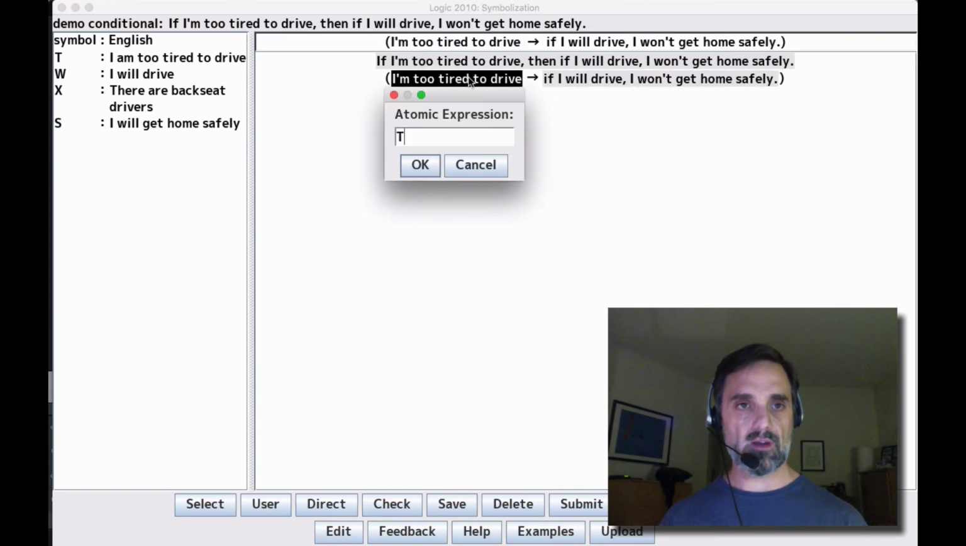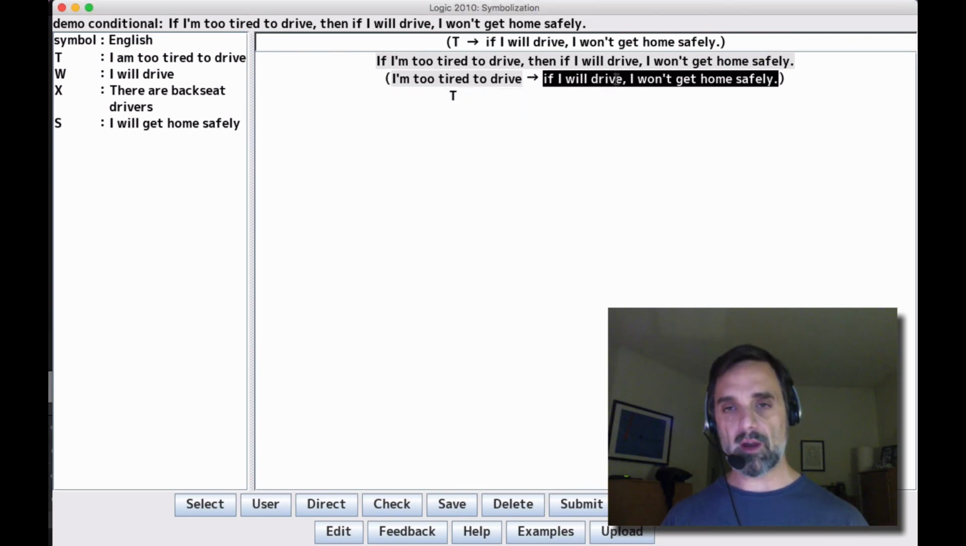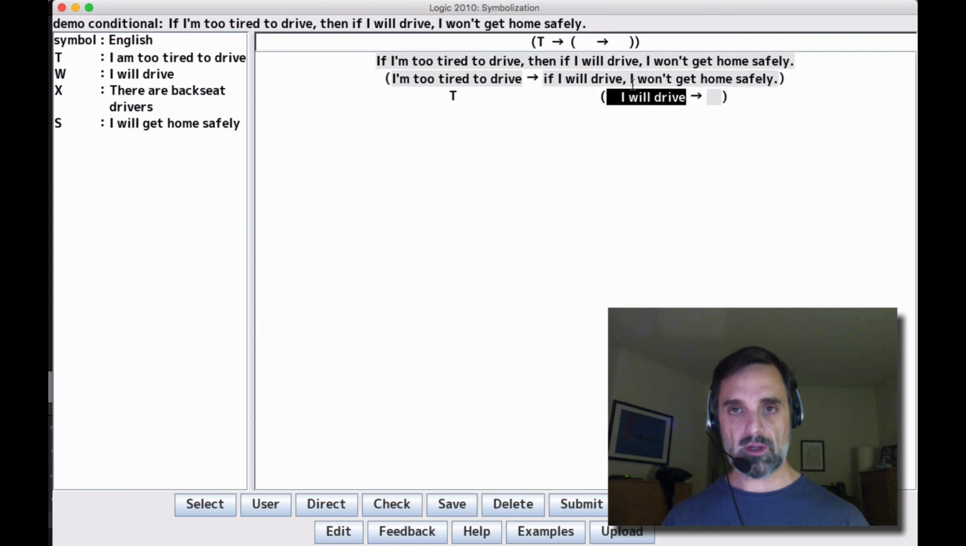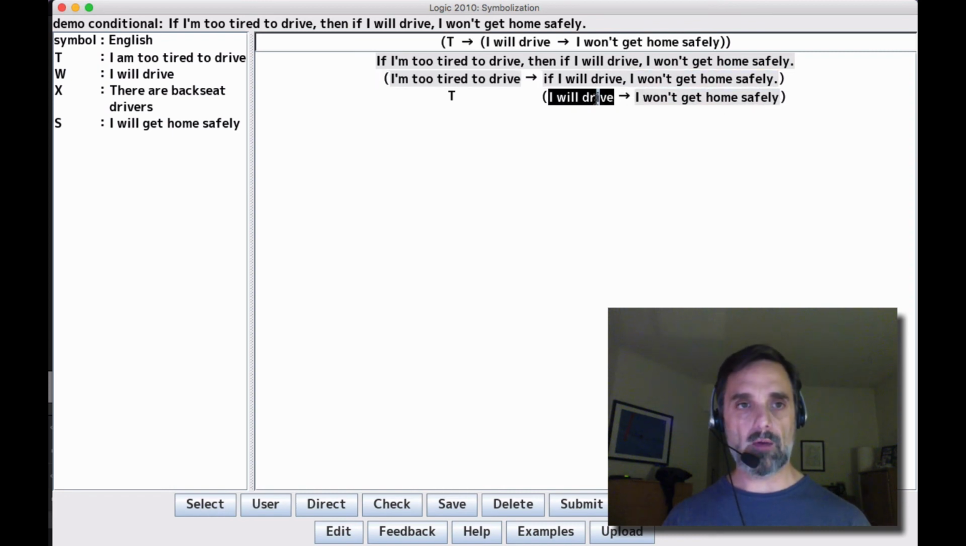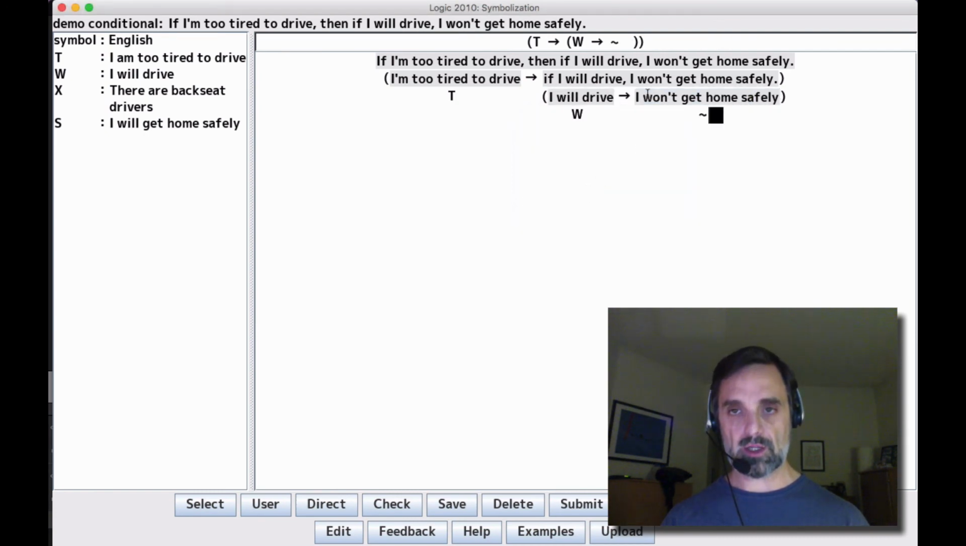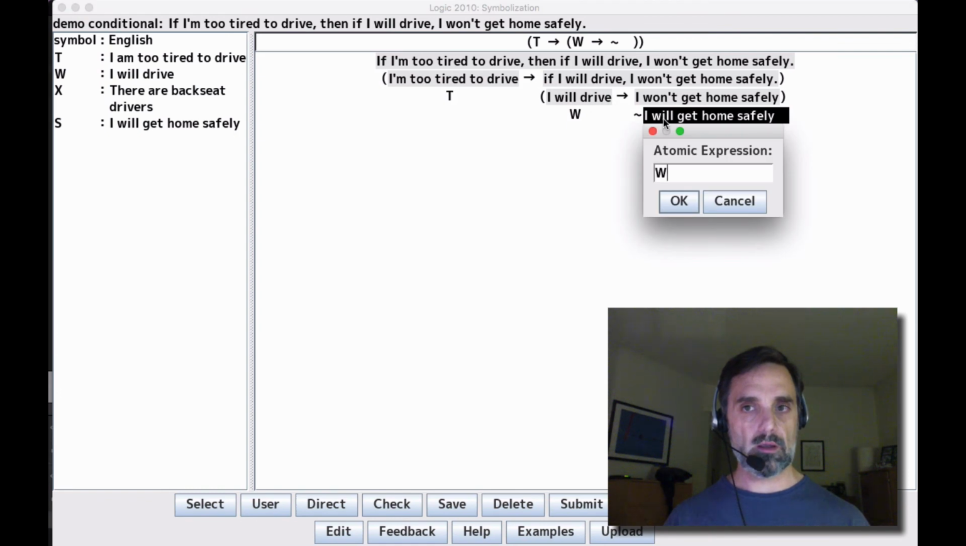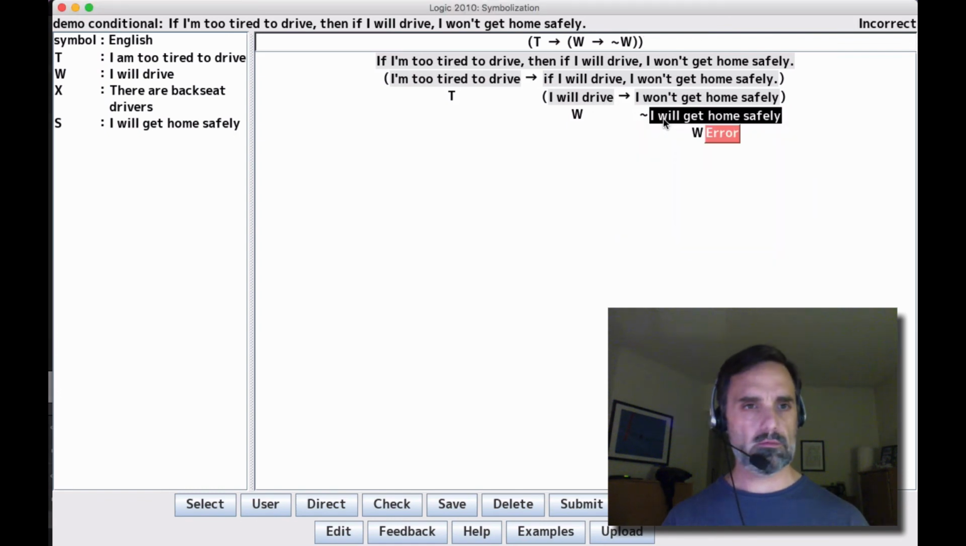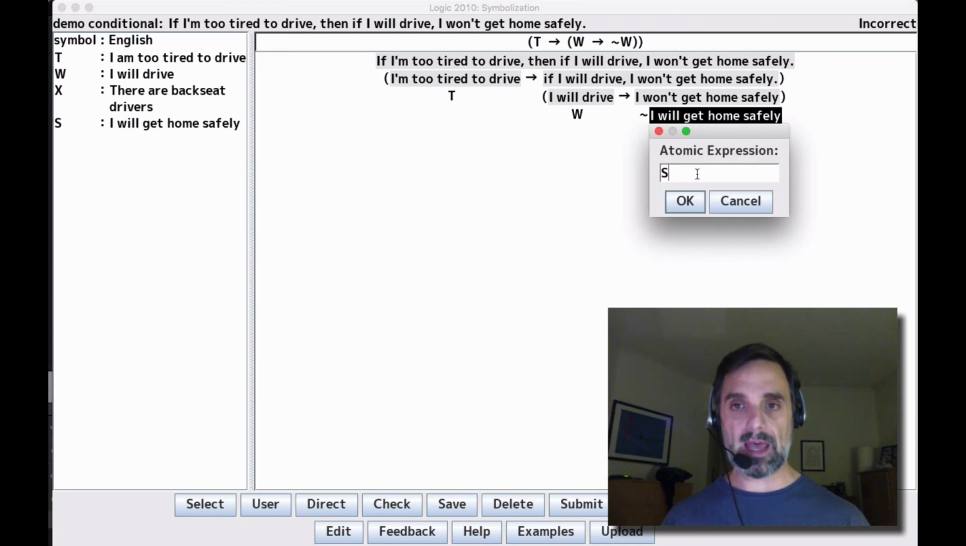I'm too tired to drive, that's T. If I will drive, I won't get home safely. Okay, so if hooks onto this, leaving that to be the consequent. So if hooks on there, I won't get home safely is the consequent. I will drive is atomic W. I won't get home safely, that's a negation of I will get home safely. I will get home safely is atomic S.